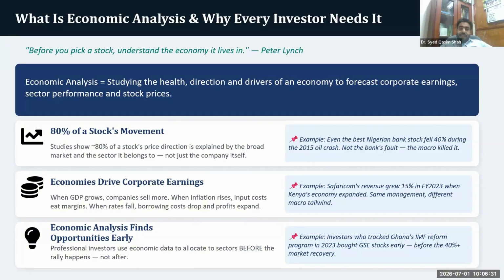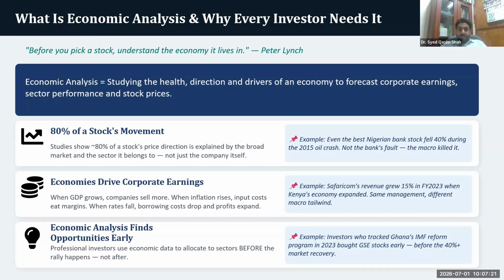Secondly, economies drive corporate earnings. Whatever a firm or business or organization earns is a reflection of how the economy is performing. When GDP, the overall gross domestic product, grows, companies start selling more. So companies are producing more and selling more, which reflects that the GDP of the economy is going well. There is a very interlinked relationship between how a business performs and how the economy drives it.